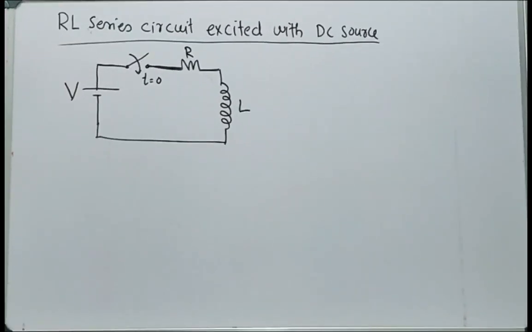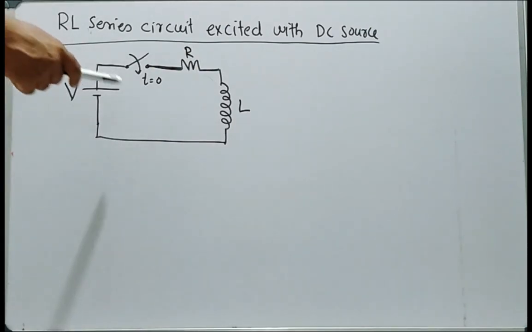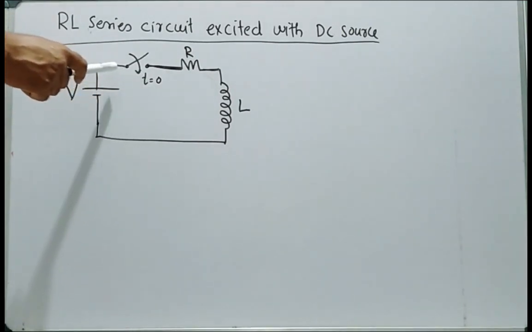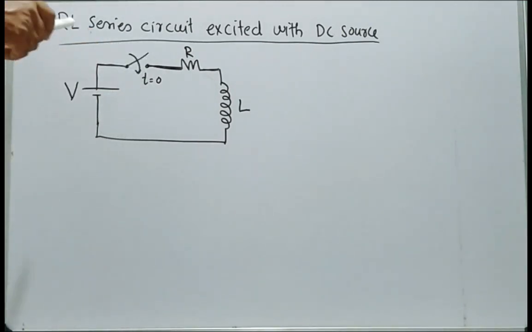In this video, let's discuss how to find the response in an RL series circuit excited with a DC voltage source. For that, let's consider a series RL circuit excited by a constant DC voltage V as shown in this figure. Say at t equal to 0, these switches get closed. So after t equal to 0, that is t greater than 0, the circuit is closed.